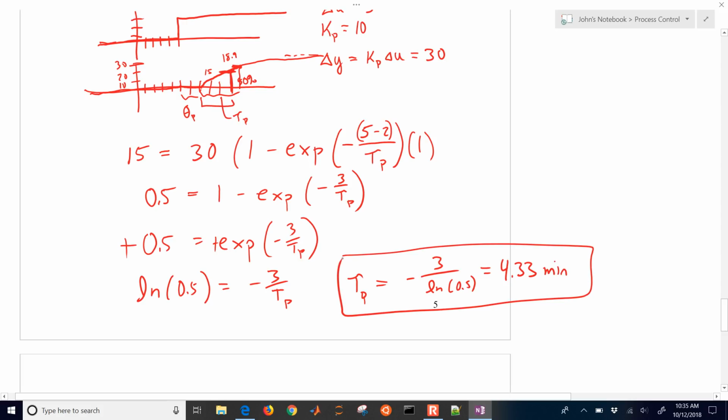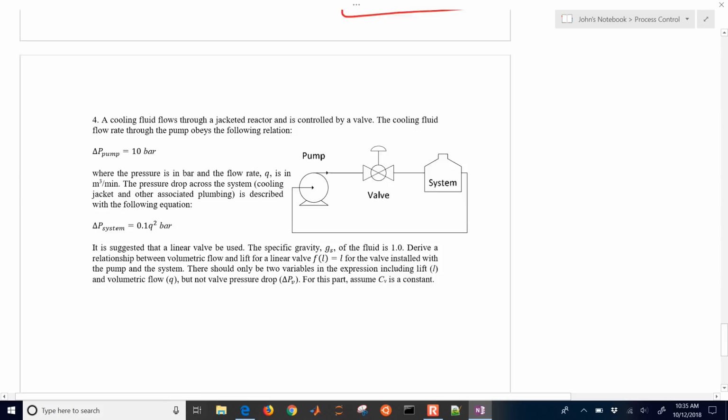Okay, so there's our time constant. So it was after 3 minutes after the dead time that we got to 50% of the way there. And then to get to 18.9 or 63% of the way there, it took an additional 1.33 minutes. And that's our time constant. Okay, so let's go on to the next one.